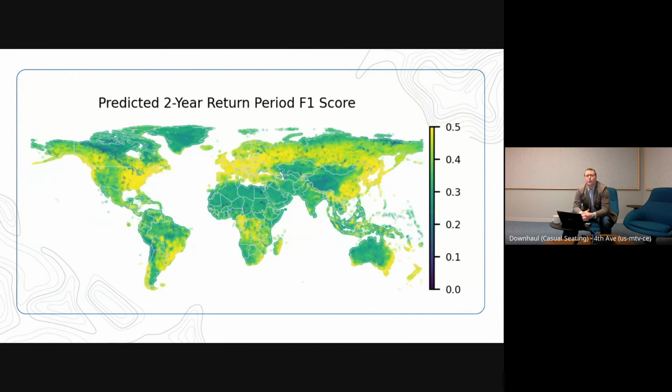So this is the F1 score over 2-year return periods that we expect to get from a model everywhere in the world. We don't have data to evaluate this, but this is what our skill regression model tells us we should expect based on the attributes of watersheds in that particular area. And what you can see here is that it's harder to make accurate predictions in places that are more arid. So the future work should go into understanding how to make predictions in arid catchments.